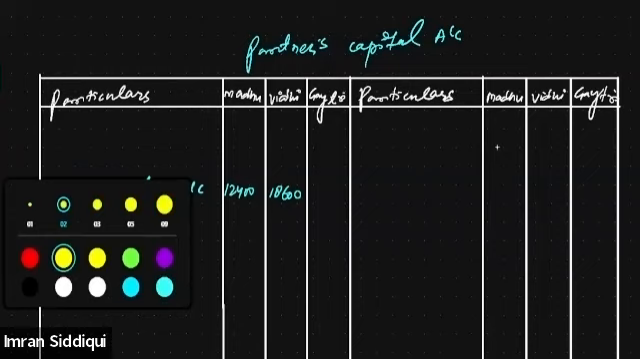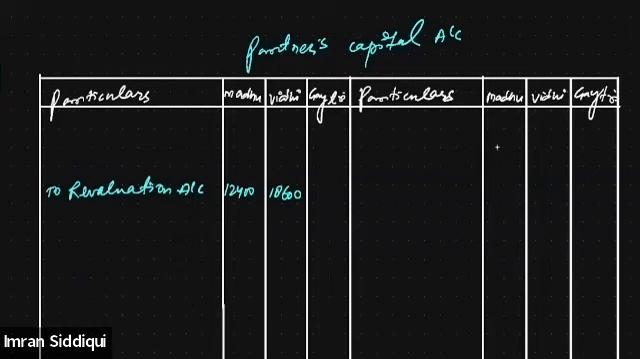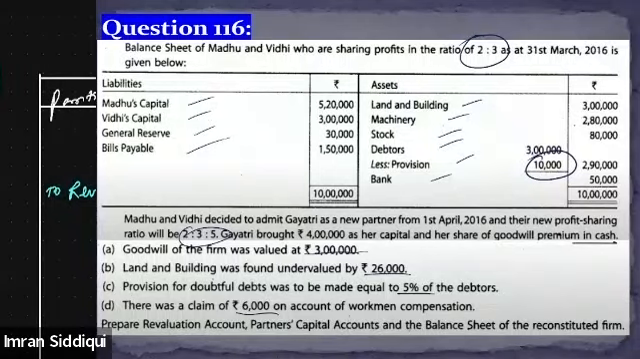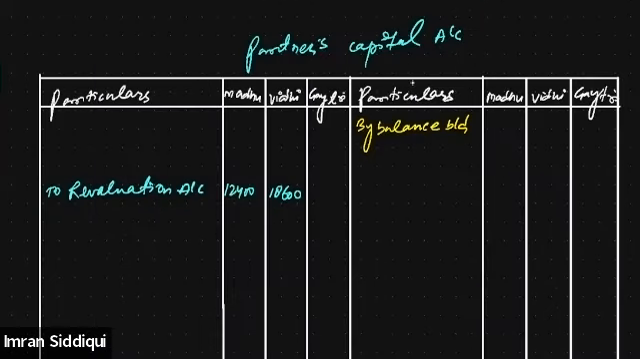And we need to record the opening balance of the capital accounts as well. So we'll write this as by balance b/d. The opening balance of the partners' capital accounts is already given. In the balance sheet on the liability side, you can see Madhu's capital was 5,20,000 and Vidhi's was 3 lakh. So we will record this here, 5,20,000 and 3 lakhs. All right.